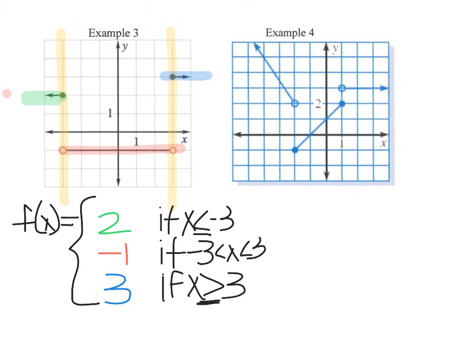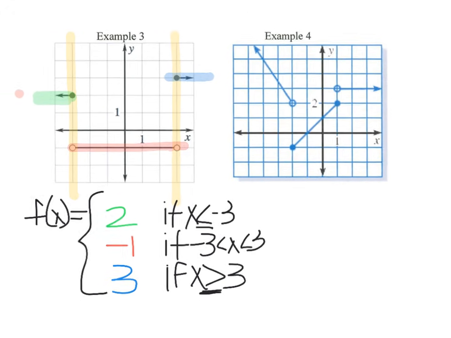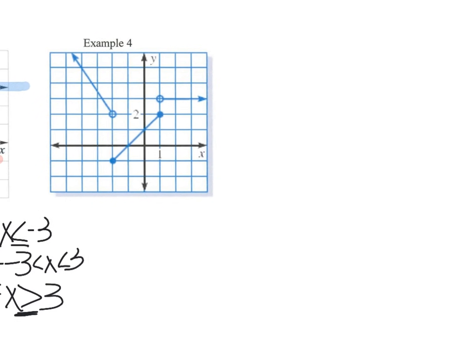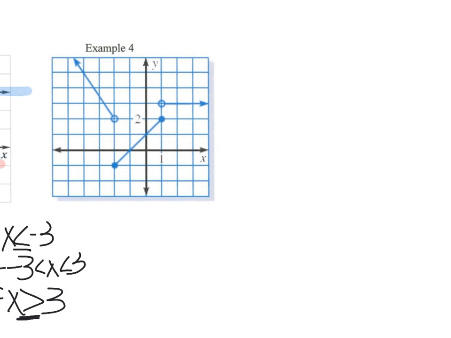Now last but not least, example number 4. I'm just going to scoot this over so that we have a little more space and so that we can see example number 4 a little bit better. So the first thing we want to do is identify where our domain changes for this. So we know that the piecewise function is going to change right there and right there. This one is going to be when x equals -2. This one is when x equals +1.